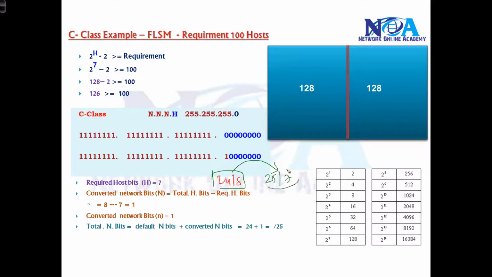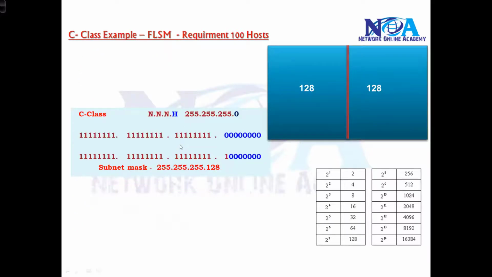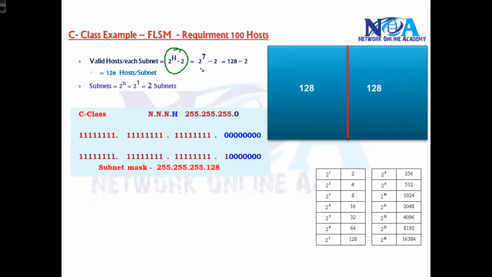That comes to 25 and 7, meaning 25 network bits and 7 host bits. The subnet mask, as we calculated, is 255.255.255.128. The next thing is to figure out how many valid addresses there are: 2 to the power of h minus 2, so the total addresses are 128.